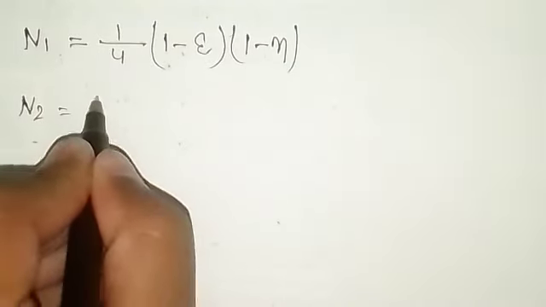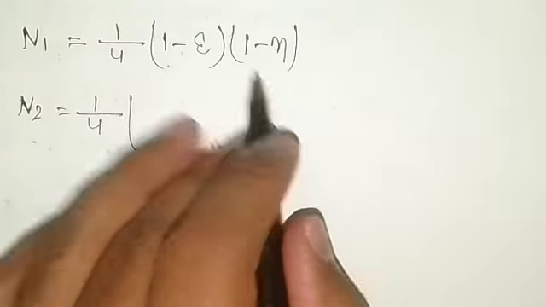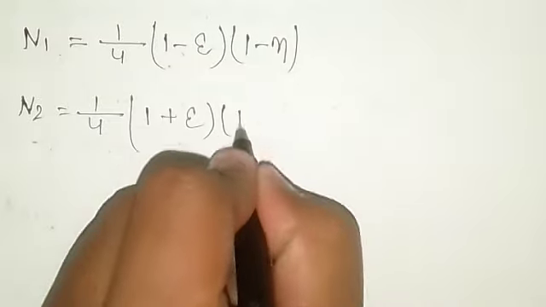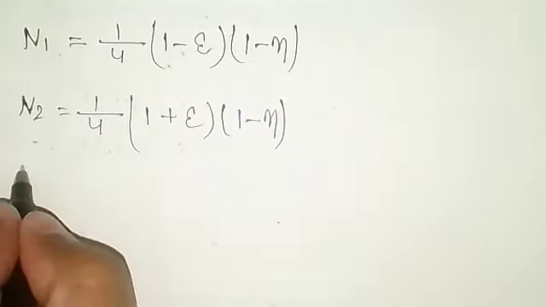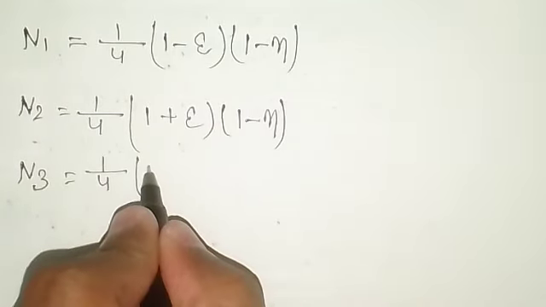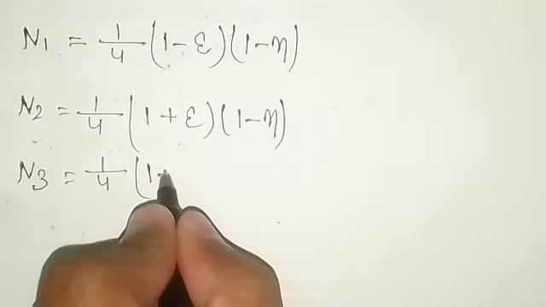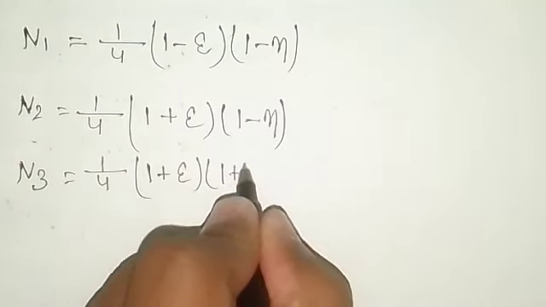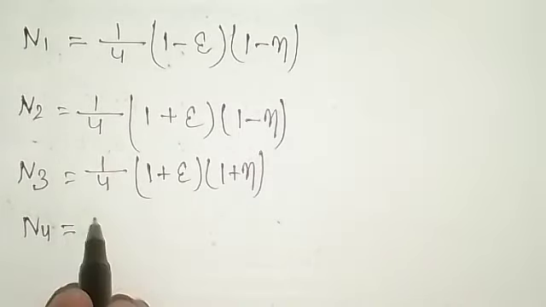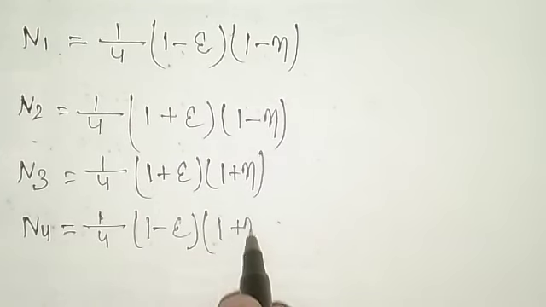Then N2 is equal to what? 1 by 4. It is in the second quadrant, so x is positive, 1 plus psi, and y is negative, 1 minus neta, right? Then we have to find N3. This is 1 by 4, first quadrant means both are positive, so 1 plus psi and 1 plus neta, right? N4 is equal to 1 by 4, x is negative, 1 minus psi, and y is positive, 1 plus neta.